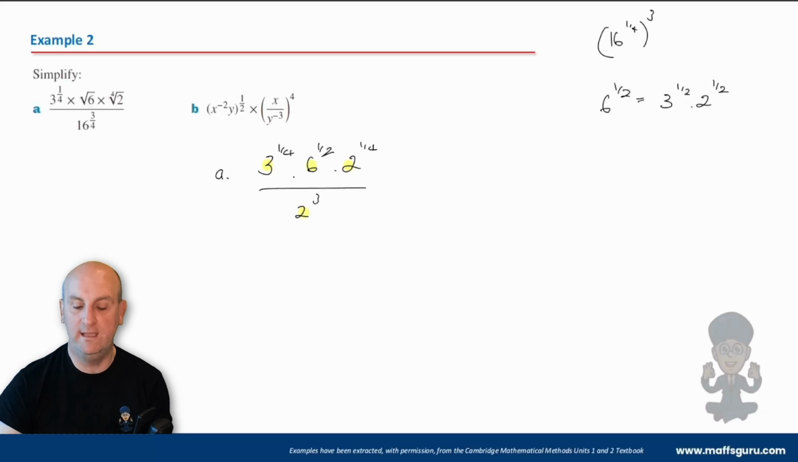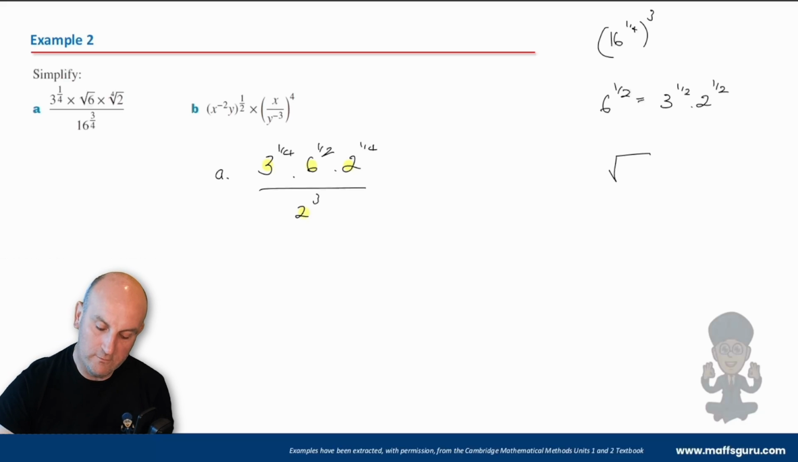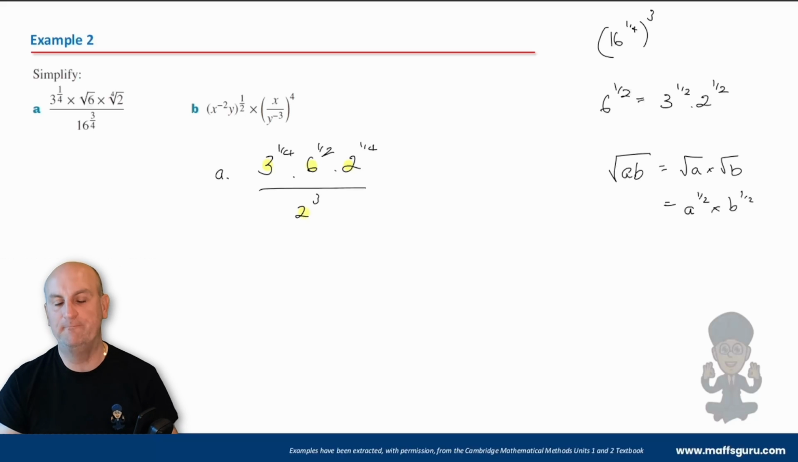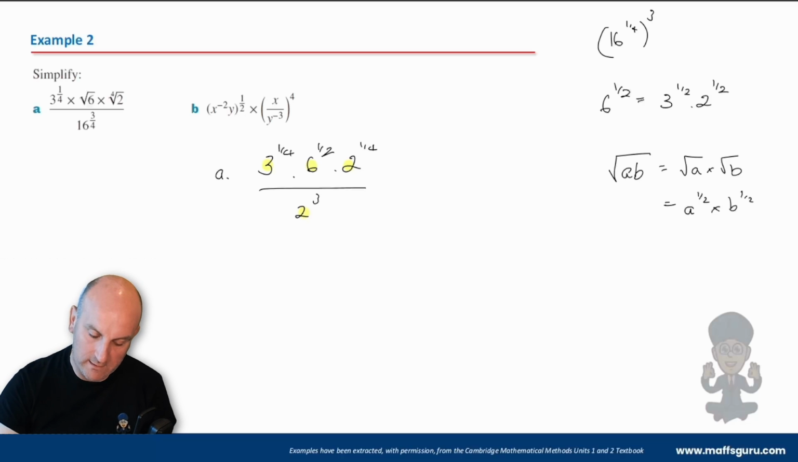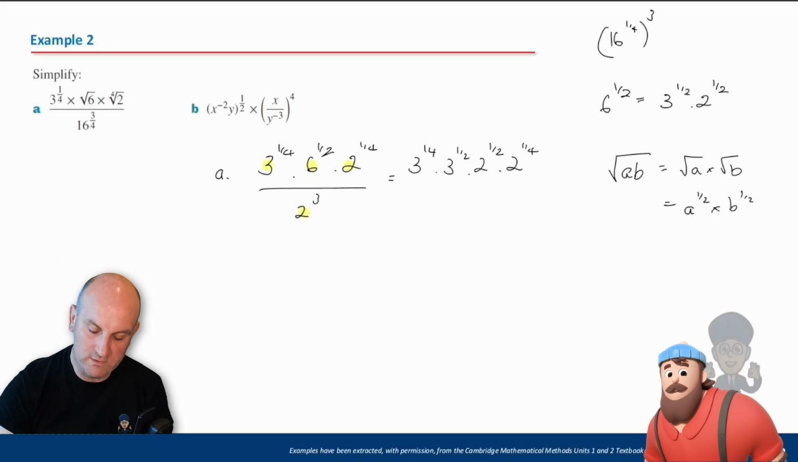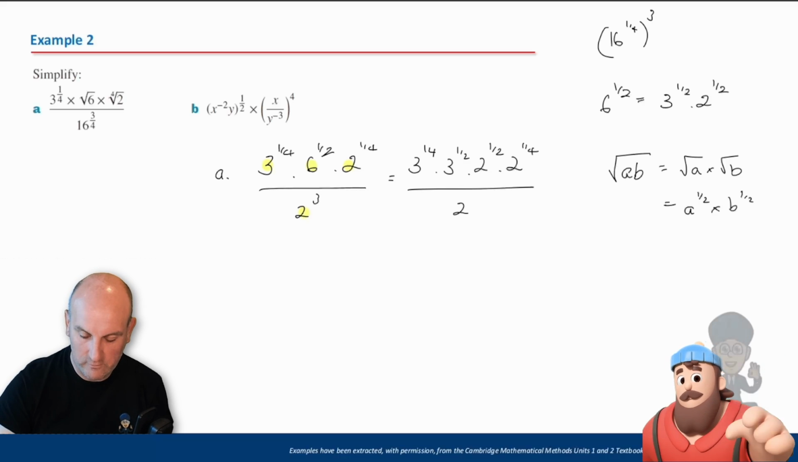If you don't know why, it's the same idea that if I had the root of AB, that's the same as the root of A times the root of B, which is the same as A to the 1/2 times B to the 1/2. Okay, so again, we can use algebra to help us work this out. So what do we got here? That's going to be equal to 3 to the power of 1/4 times 3 to the power of 1/2 times 2 to the power of 1/2 times 2 to the power of a quarter, all divided by 2 to the power of 3.